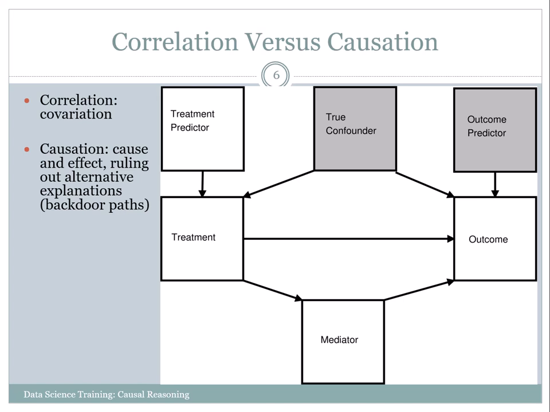Now, there are a couple more variables here that do not cause problems. Treatment predictors are variables that influence receiving the treatment, but if they are unrelated to the outcome, they don't provide a backdoor path for a spurious relationship. And then outcome predictors are just related to the outcome, and they also do not provide a backdoor path, causing confounding between treatment and the outcome.